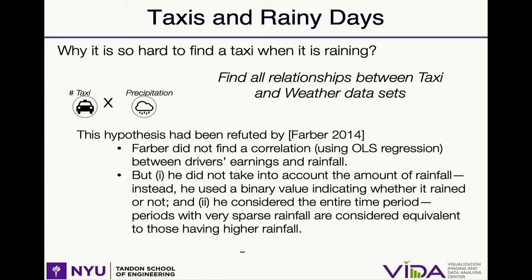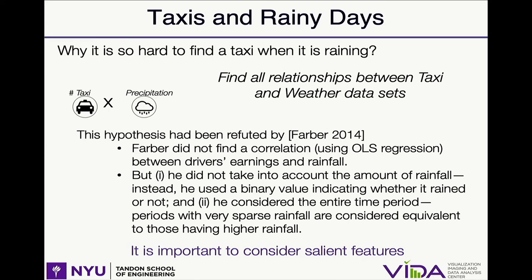So to me, this underscores the importance, when you're trying to find relationships amongst data sets, of looking at correlation across all data sets, but also taking into account these atypical behaviors, because they can uncover interesting insights that you cannot see if you look at the data as a whole.